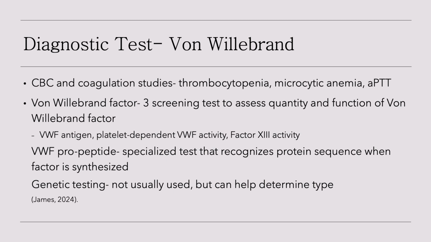You can also look at the von Willebrand factor propeptide, which is a specialized test that detects the protein sequence when this factor is synthesized at the cellular level. And then also doing genetic testing. It's not usually indicated, but it can help determine the type, since there are a few different types.